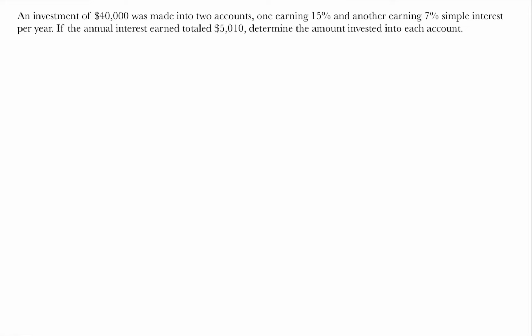Okay, in this problem, an investment of $40,000 was made into two accounts, one earning 15% and the other earning 7% simple interest per year. If the annual interest earned totaled $5,010, determine the amount invested into each account.